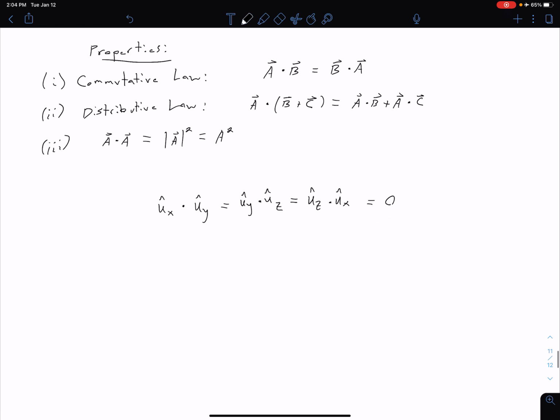Another thing we can note is that if we have the dot product of any of these unit vectors with themselves, so u of x dot u of x, or u of y dot u of y, or finally u of z dot u of z, that's just going to equal 1 because, again, we're using this third property here, but instead of having a magnitude of some arbitrary value a, because these are unit vectors, by definition their magnitude is 1, so we have 1 squared, which gives us 1.